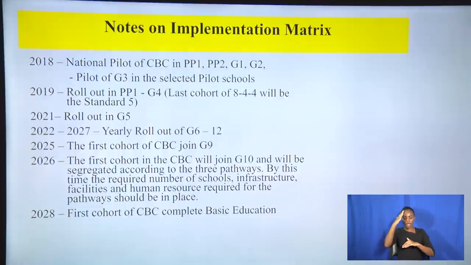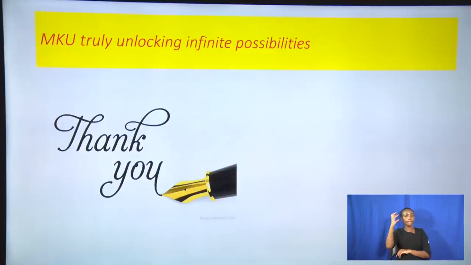And I think the government, through the ministry, has given schools money to build an extra classroom for these learners who will come in next year. From next year, they will join those schools. Then 2026, the first cohort in the CBC will join grade 10. And we are expecting these people to graduate in 2028 from high school. And they will join tertiary education. So universities, again, will prepare for these learners.